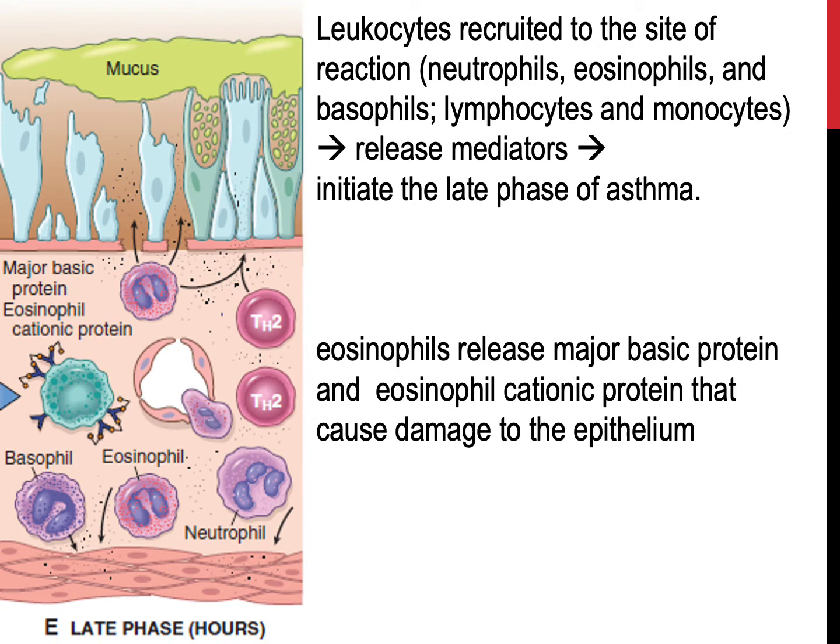As I mentioned in the previous slide, the late phase reaction is inflammatory in nature. Leukocytes recruited to the site of reaction, including neutrophils, eosinophils, basophils, lymphocytes, and monocytes, initiate the late phase reaction. Eosinophils release the major basic protein and eosinophil cationic protein that cause damage to the epithelium.